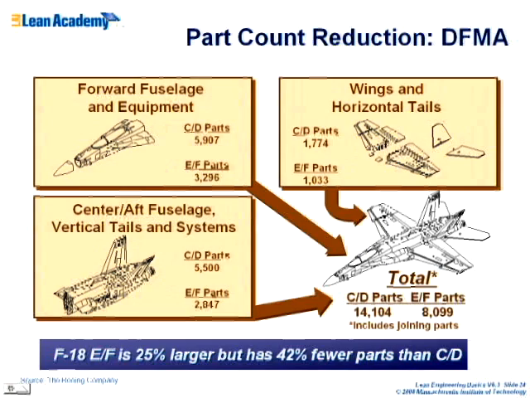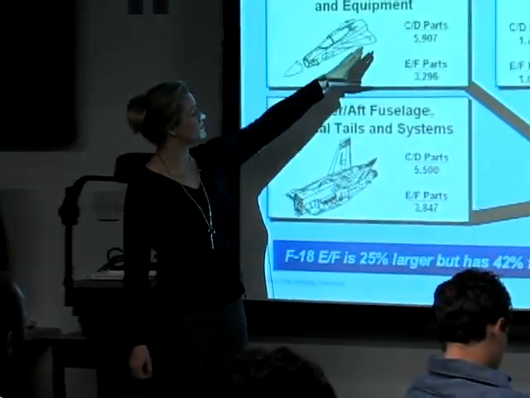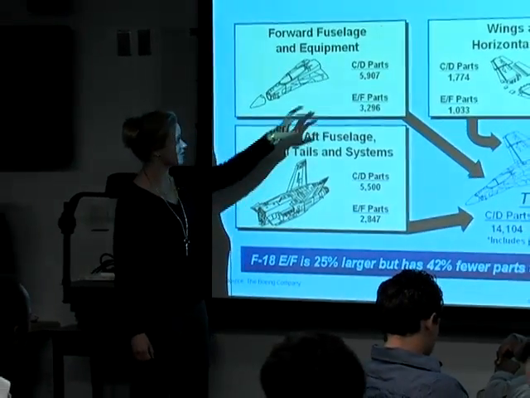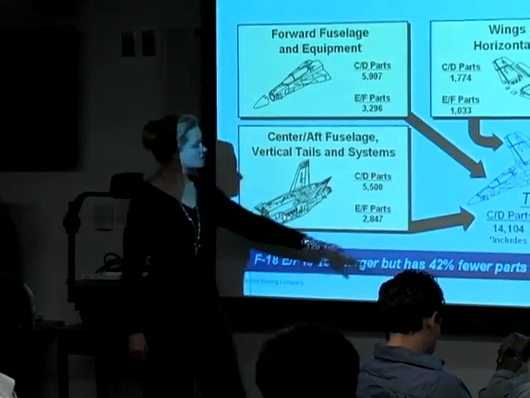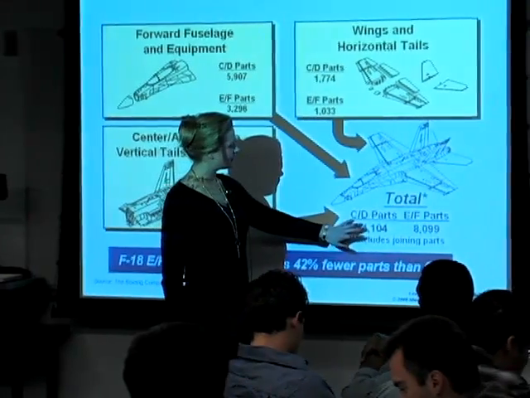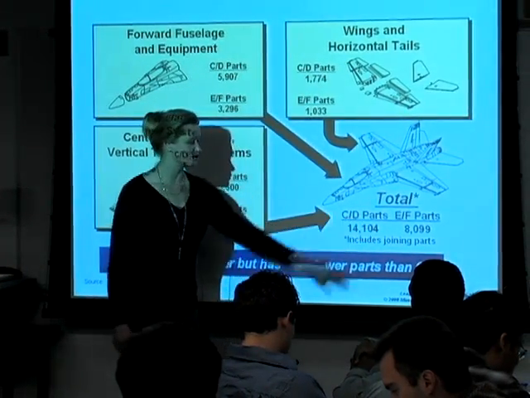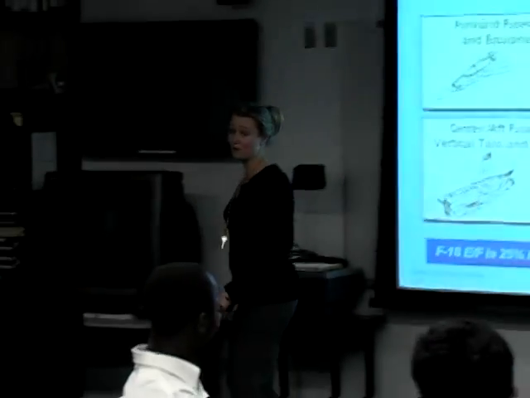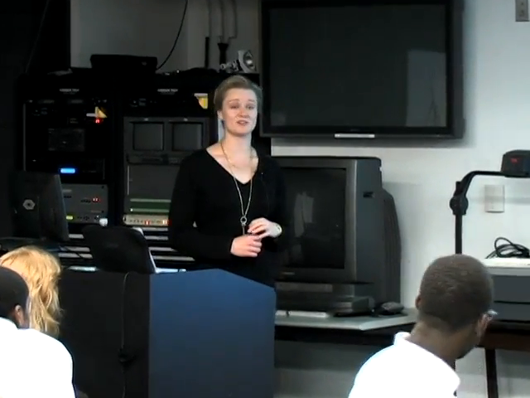In each of the major assemblies for the plane, they reduced the part counts from the CD version, which was a previous iteration, to the EF version. In total, we went from having 14,000-plus parts in the CD version to just over 8,000 parts in the EF version. This was a 42% part count reduction.